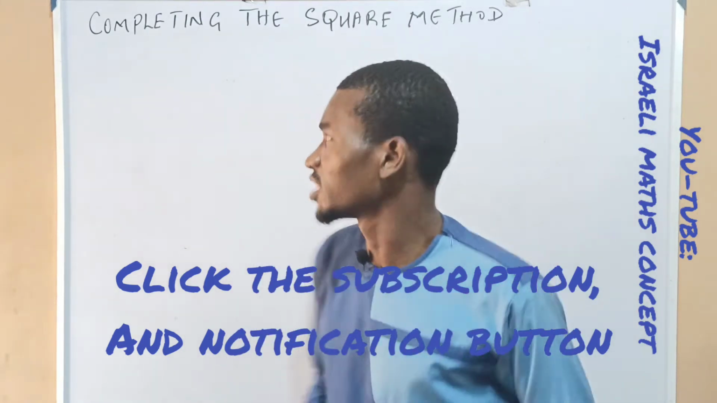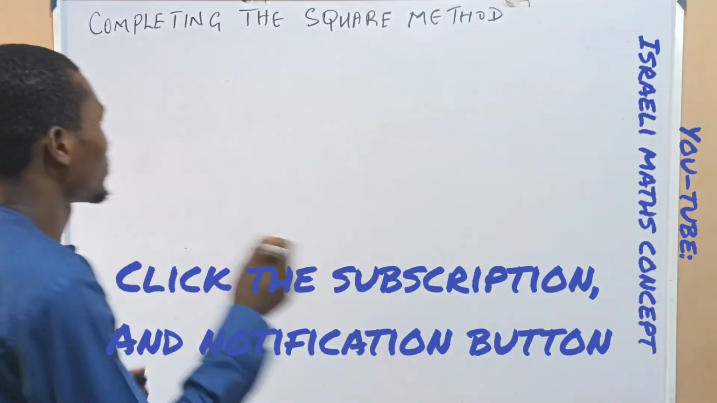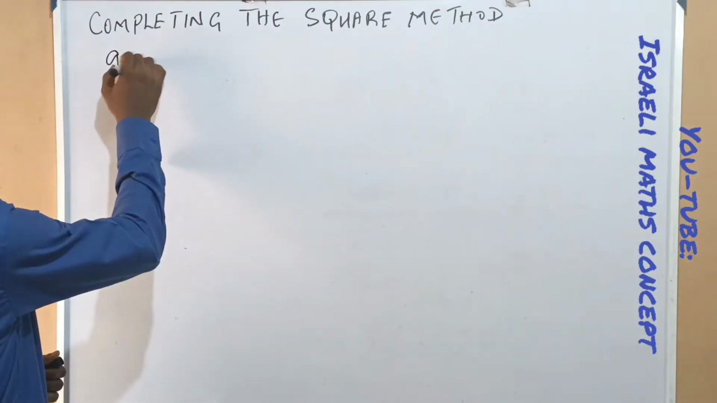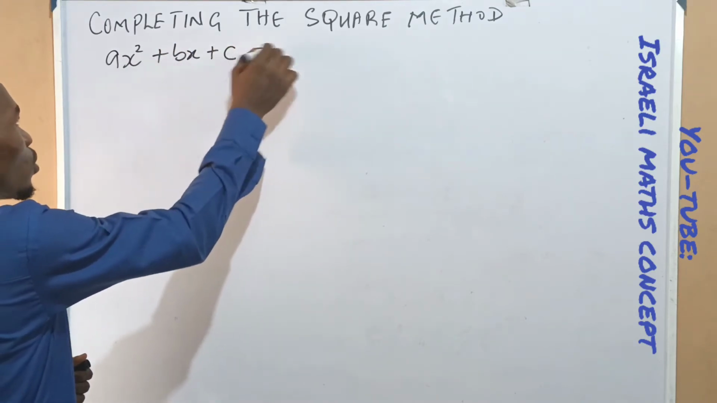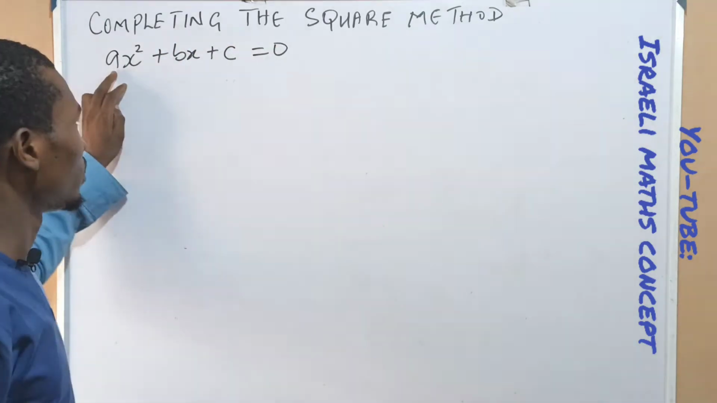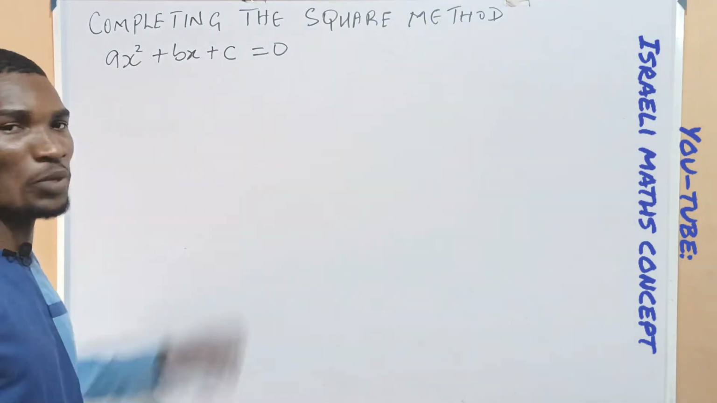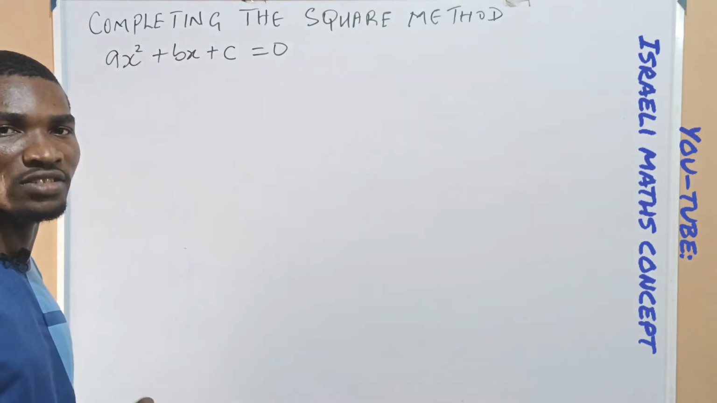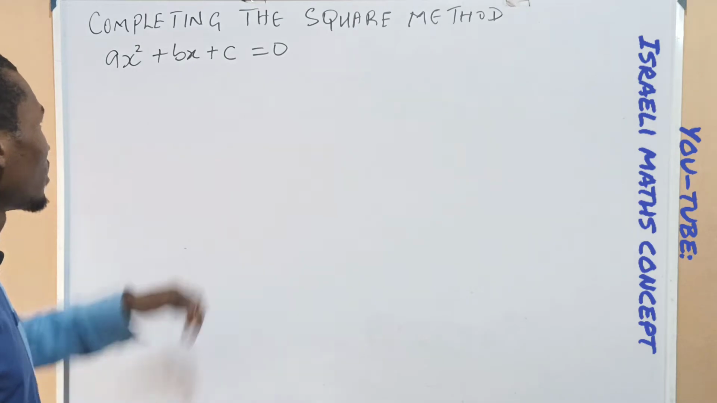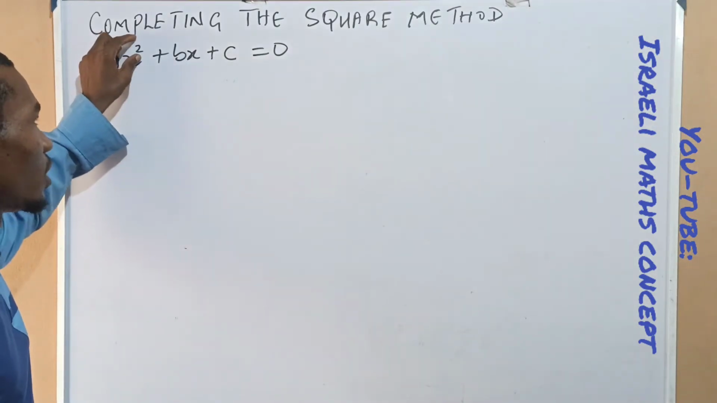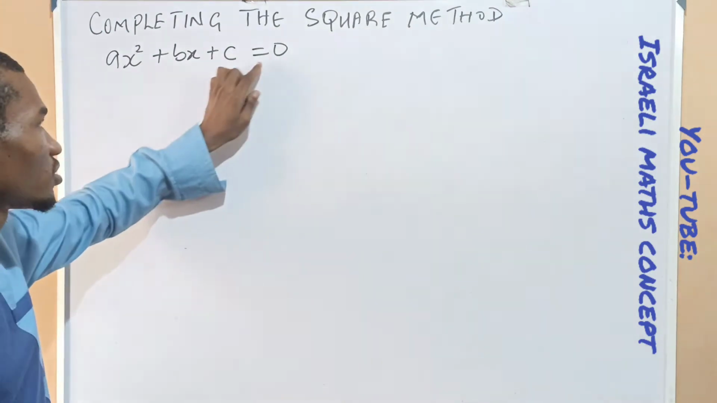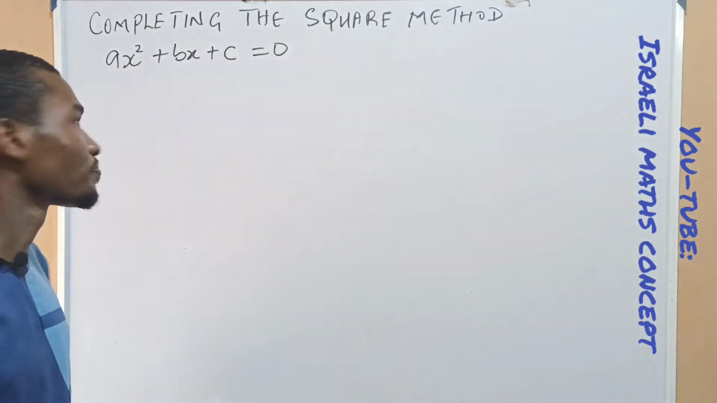Alright, remember that the general form of a quadratic equation is ax squared plus bx plus c equal to 0, where a, b, and c respectively are called the numerals or constants, and the highest degree of the unknown variable x is 2, and this quadratic equation is equated to 0.